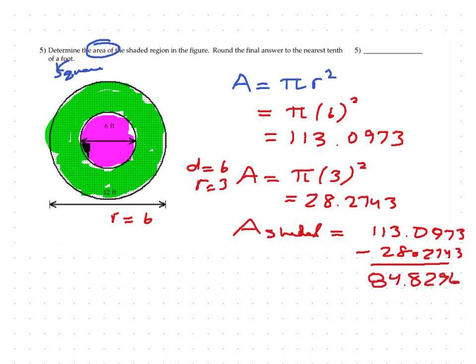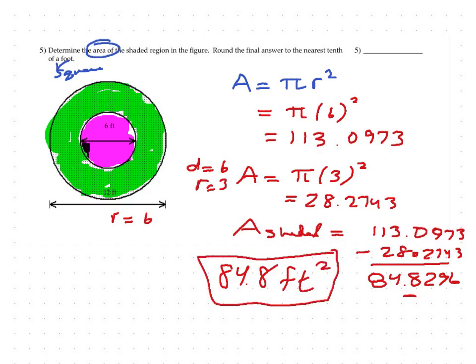They shaded each region. So you've got that nearest tenth of a square foot, so your final answer would have to be 84.8, because the 2 doesn't round the 8 up, and then your unit would be square feet. And that's the area of the green. This is the area of the pink. The 28 is the area of the pink, and the area of the green and the pink together was the 113. Subtract them, you find the difference.